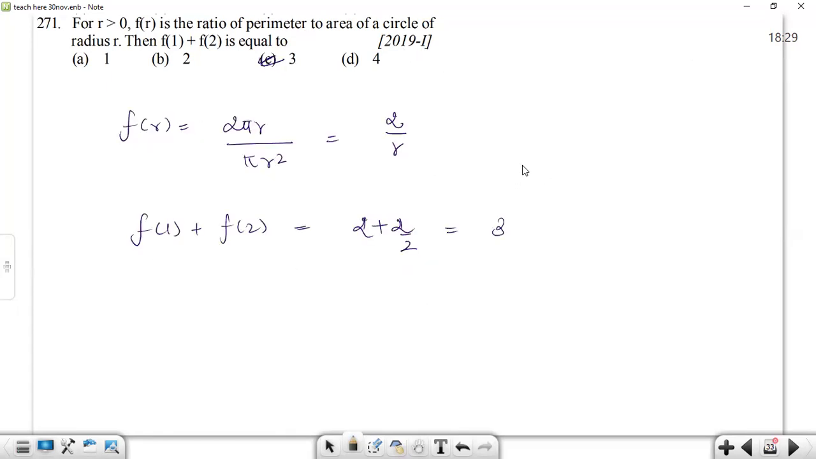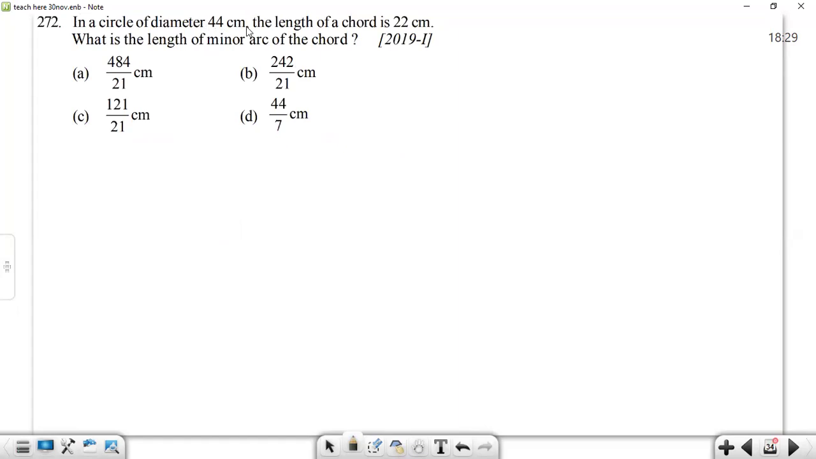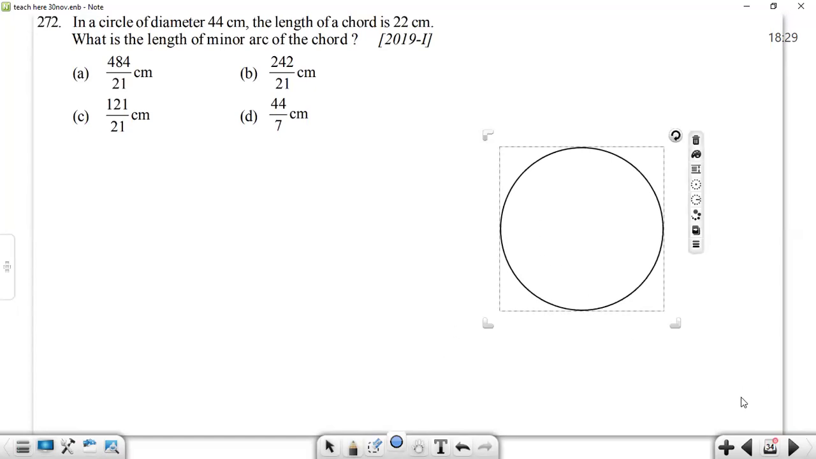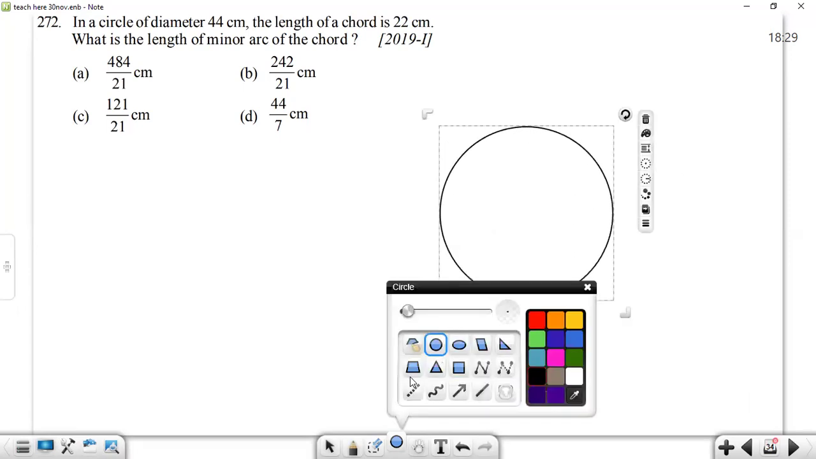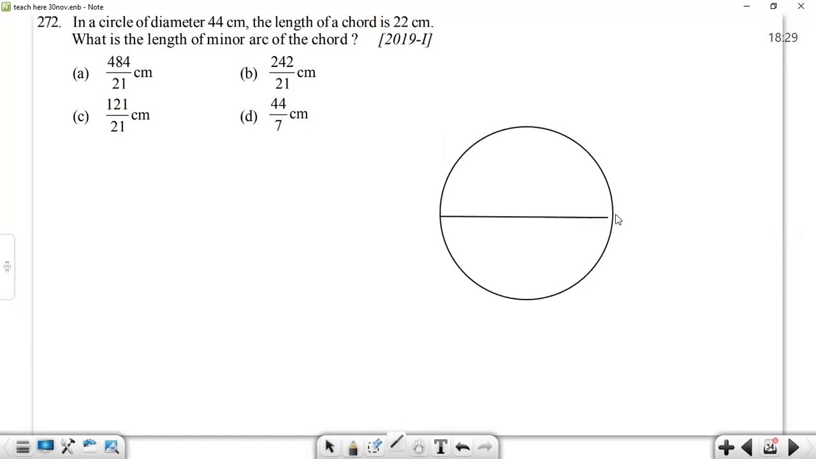This is a previous year question. In a circle of diameter 44 centimeter. So actually this is not a question of any sets, relation or function. This is a question of circle. Basic understanding from class 12th can solve this question easily. Not a problem. So considering this is a diameter 44 centimeter in length, its radius will be 22 centimeter. Clear? The length of a chord is 22 centimeter.